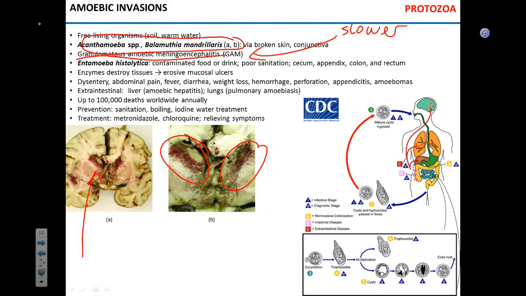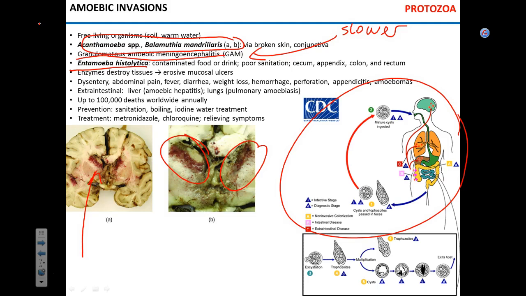So if it's treated timely, patients with granulomatous amoebic meningoencephalitis can actually recover. Okay. However, as you can imagine, this infection is more common in tropical developing countries, so getting proper medical care timely sometimes is problematic.